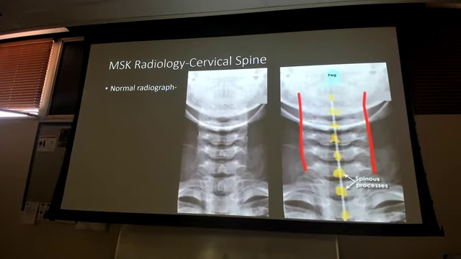Here's one you can do on the AP. I mean, you don't get a whole lot of left and right shift of the vertebrae, to be honest. But you can technically still do the same thing: spinous processes compared to the two sides of the vertebral bodies.